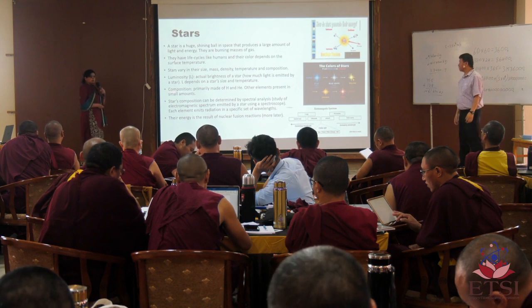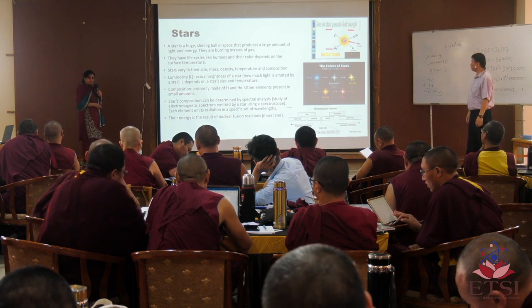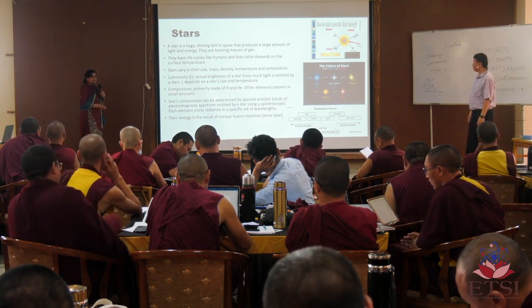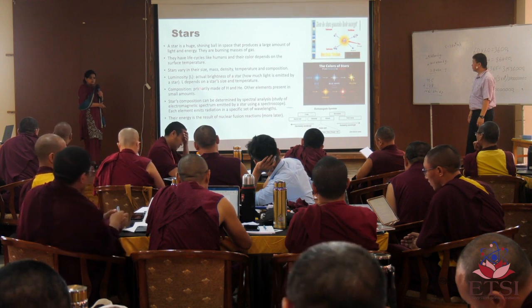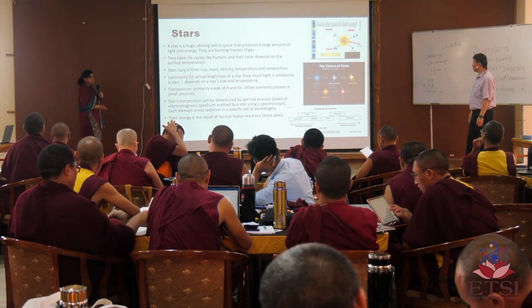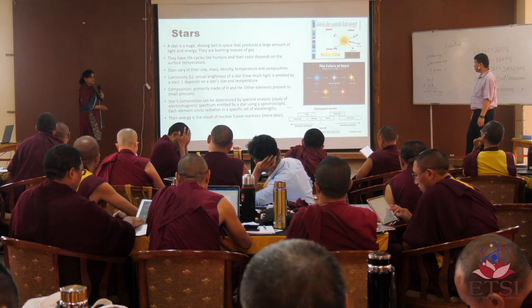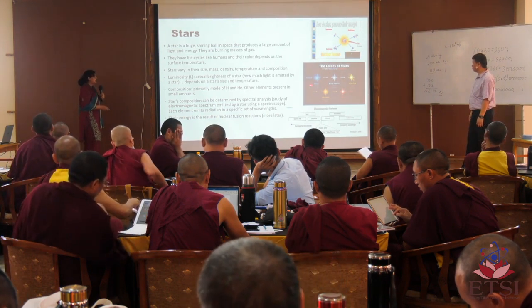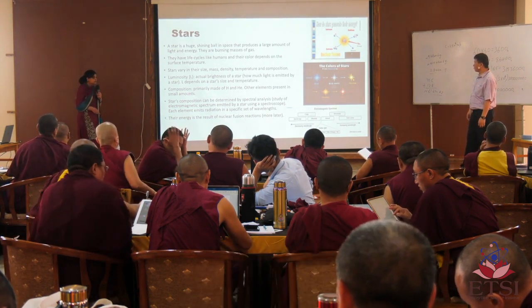So what is it composed of? The composition, different elements. Primarily, it is made of hydrogen and helium. You might have heard about the nuclear fusion reaction inside the star. So it's basically mostly hydrogen fusing into helium. But there are also other elements that are present in small amounts.